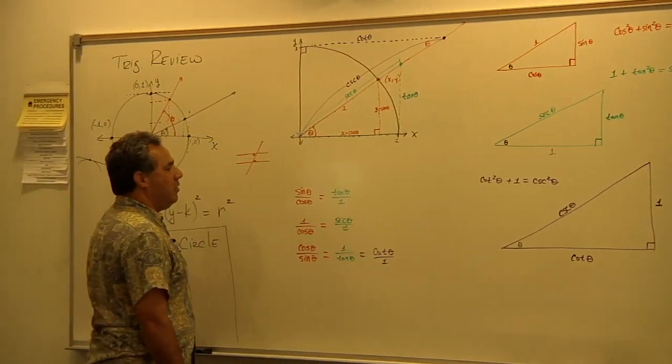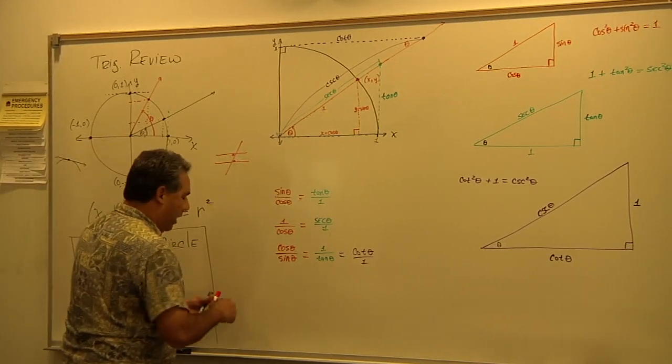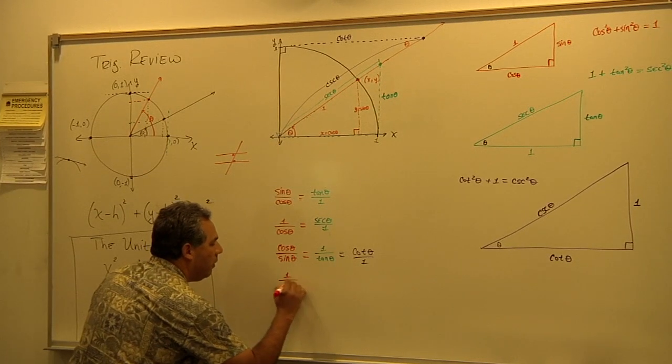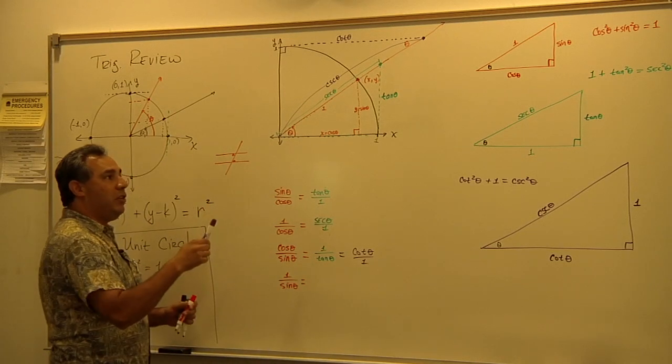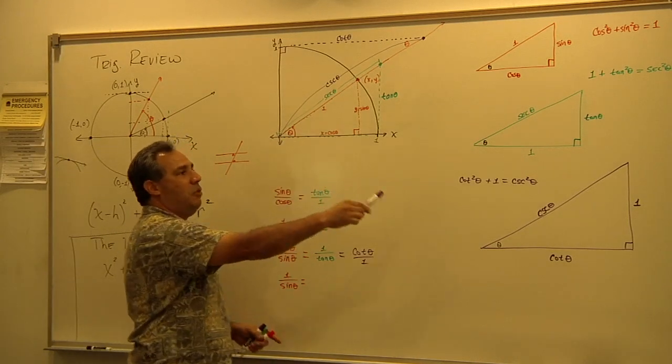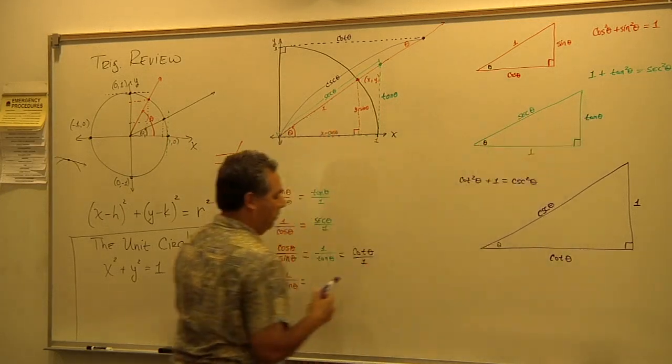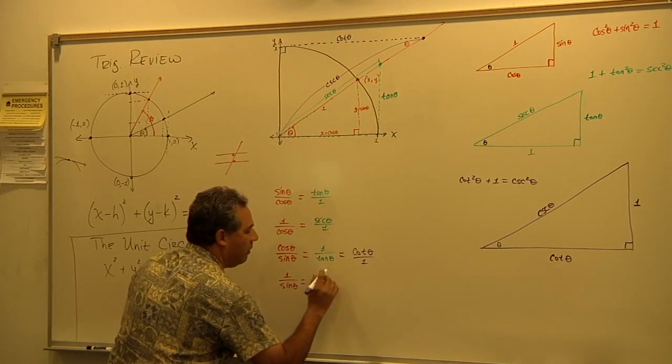What else can we look at? Okay, how about 1 over sine now? 1 over sine theta. If we look at the green triangle, 1 over sine has to equal what? Secant over what?